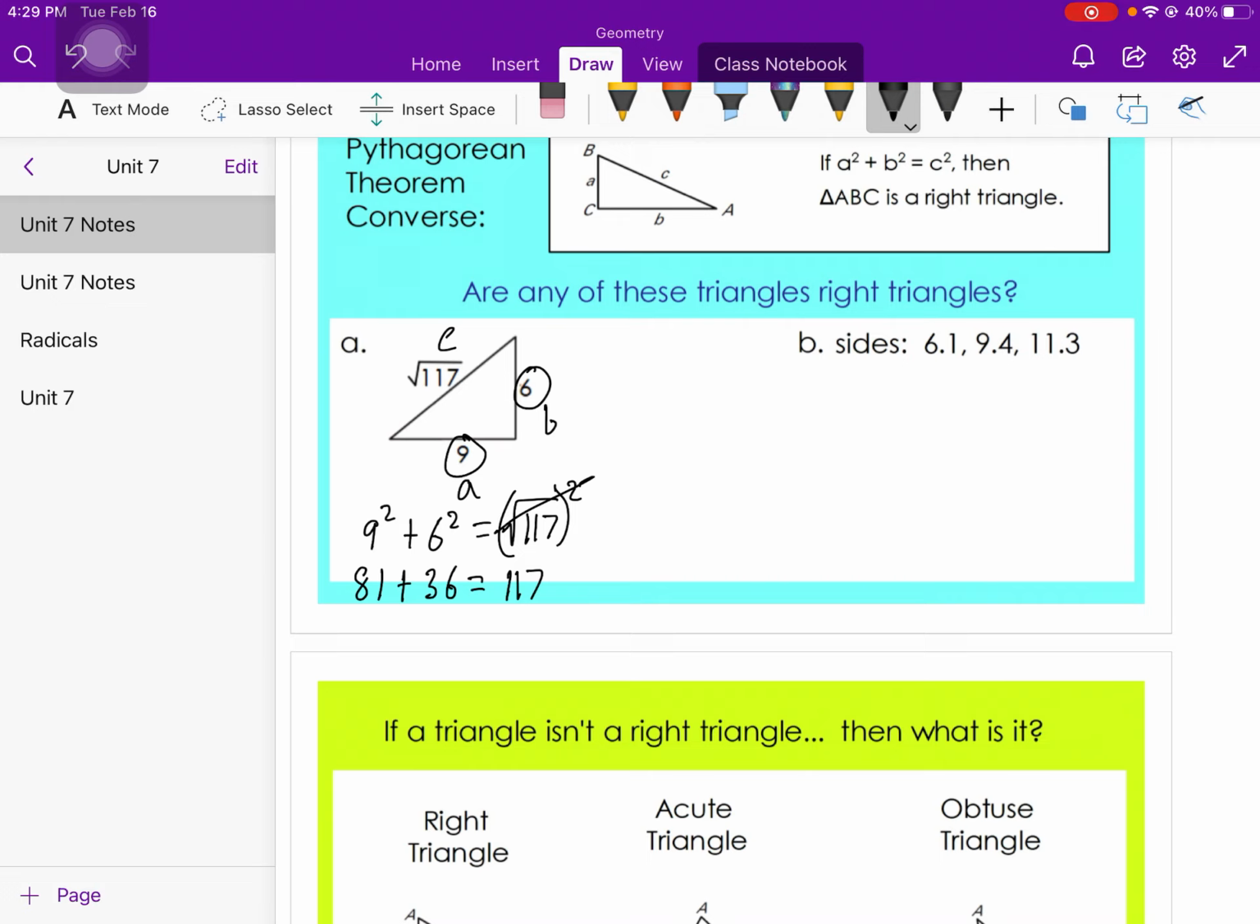81 plus 36 does end up being 117. So since these sides are equivalent, this is true, therefore making it a right triangle. So this is going to be a yes.